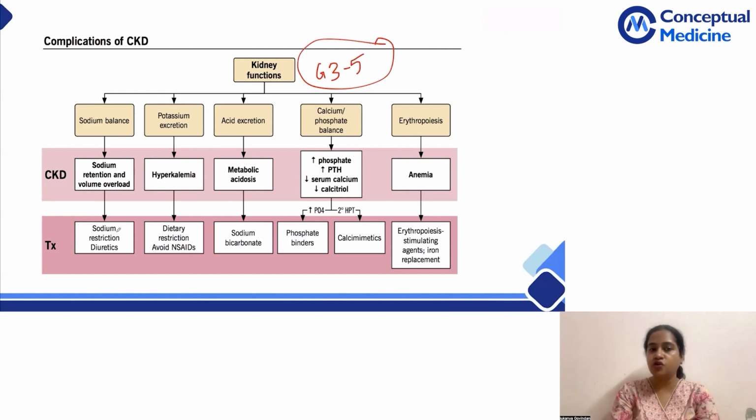It will involve sodium restriction and diuretics, dietary restriction of potassium, and avoiding drugs which will increase hyperkalemia, adding sodium bicarbonate, phosphate binders, calcium supplementation, erythropoiesis stimulating agents, and iron replacement. For all of this treatment, you'll have to check for the complications, test for it, and give additional tests where you might modify the treatment and start treating all of these complications.